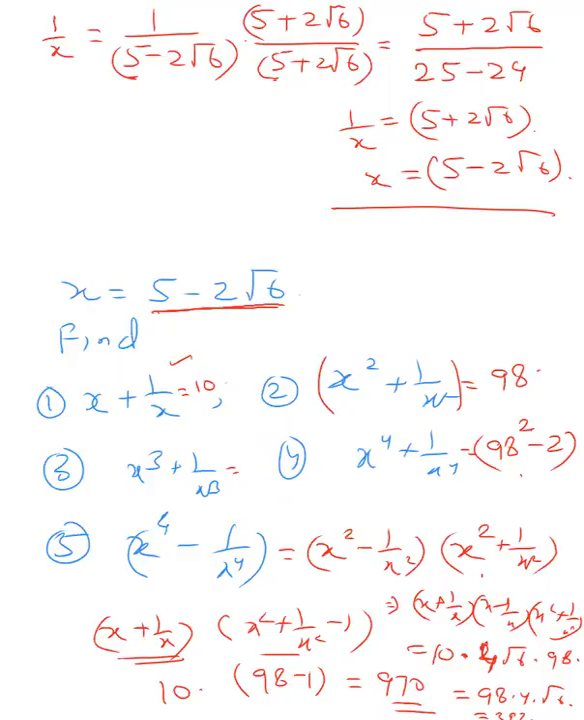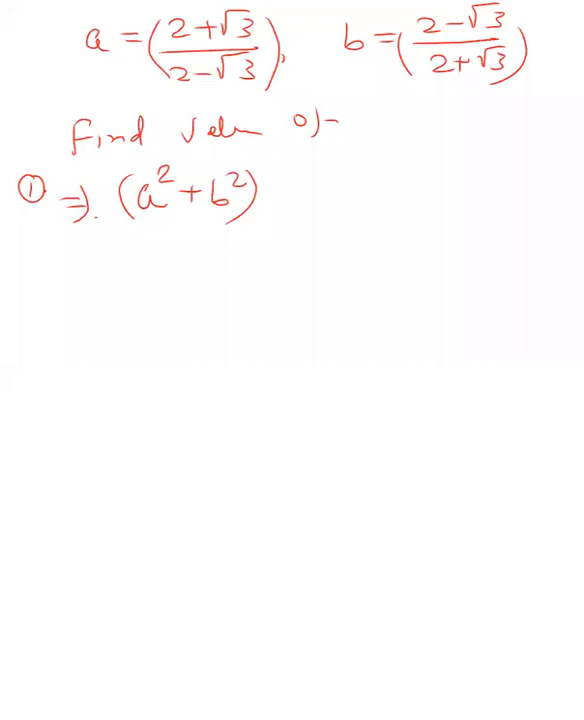Is it okay to all? Please check. Especially the last one. The question given is A is 2 plus root 3 upon 2 minus root 3. B is 2 minus root 3 upon 2 plus root 3. And we have to find the value of A square plus B square. Let's see.